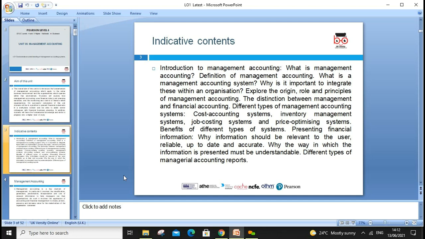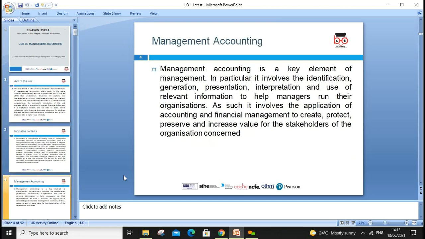So what is the management accounting system? It is where we do cost recording, budgeting, decision making, and managing cash and various budgets. We'll go through the origin, role and principles of accounting, the distinctions between management and financial accounting, different types of accounting systems, and cost accounting. So all these we'll discuss in this lesson.